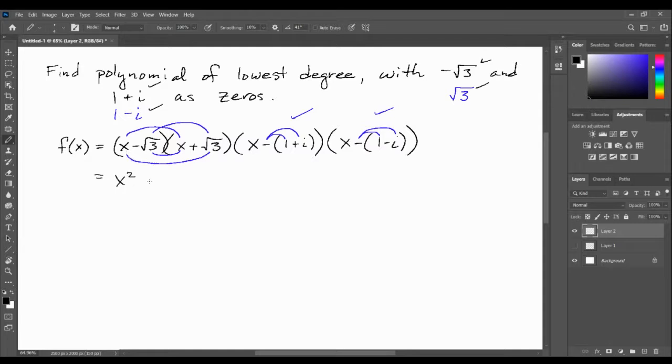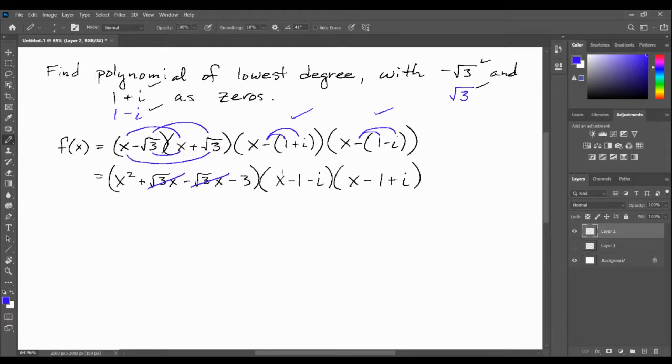So foiling these first two, first x times x gives me x squared. Outside, x times root 3 is plus root 3x. Inside, negative root 3 times x is minus root 3x. And last, negative root 3 times positive root 3 is a negative 3. So that's the FOILed version of those first two binomials. And now I'm going to rewrite these next two. So it's x minus 1 minus I, and then x minus 1 plus I. So I've got those now. Notice also that I've got plus root 3x and minus root 3x, so those will cancel.